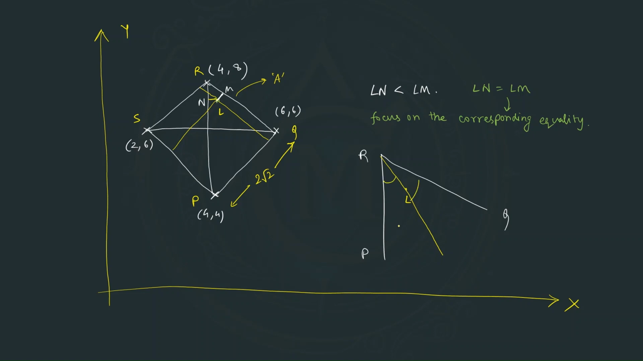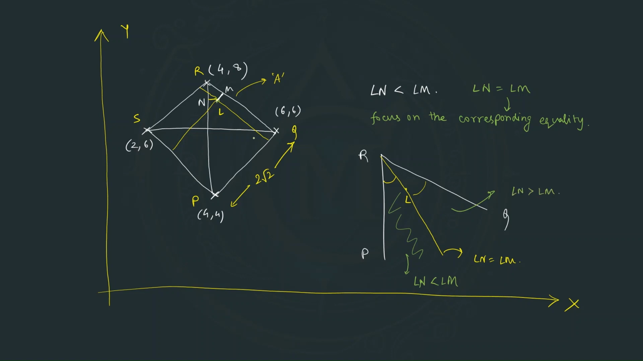So we can say by the concept of angle bisector, from any point on this angle bisector, the perpendicular distance to these two lines will be the same. So this is the curve ln equal to lm. Now we can say clearly this region here will correspond to ln less than lm, and this region will correspond to ln greater than lm.